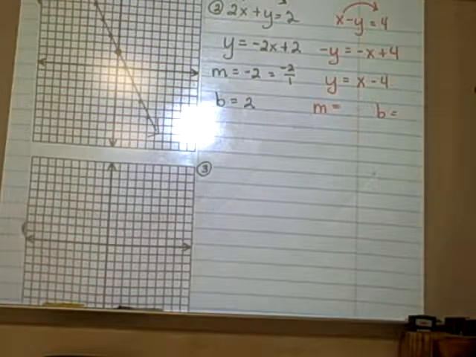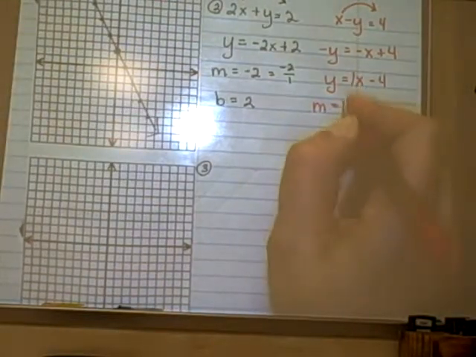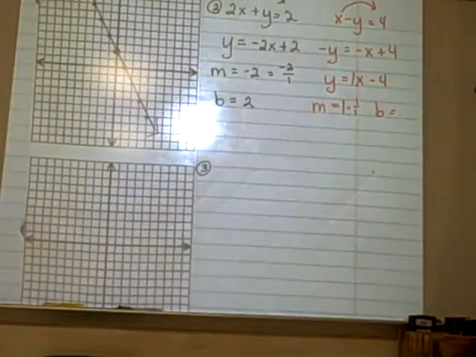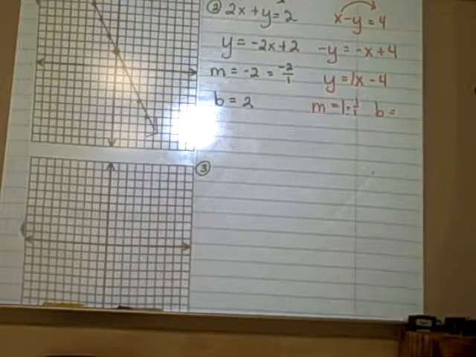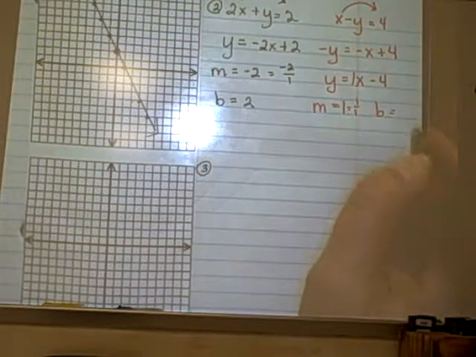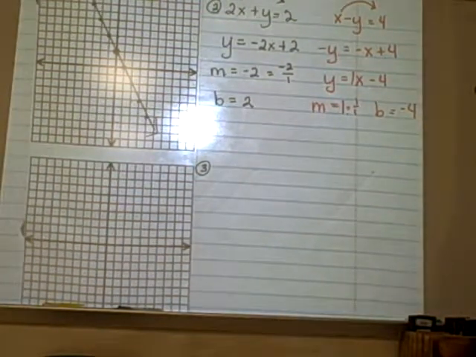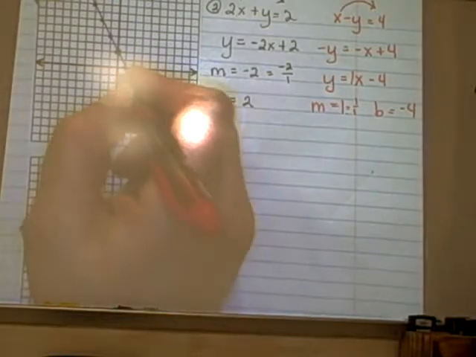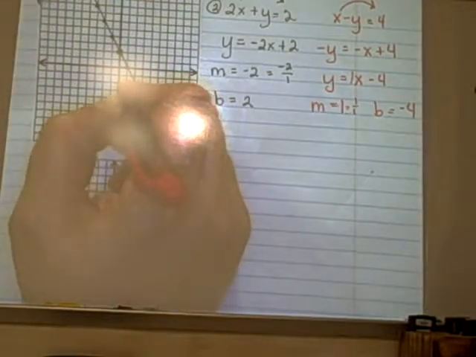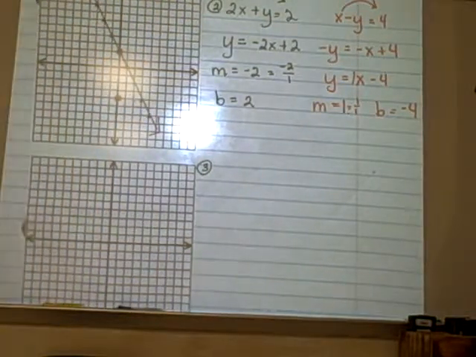What's my slope on this one? What number's in front of that x? 1. So my slope is 1, or 1 over 1. What's my y-intercept? Negative 4, right? So this one starts at the negative 4 on the y, so go down 4, put a dot, and it's going to be positive, and it's going to go up 1 over 1.